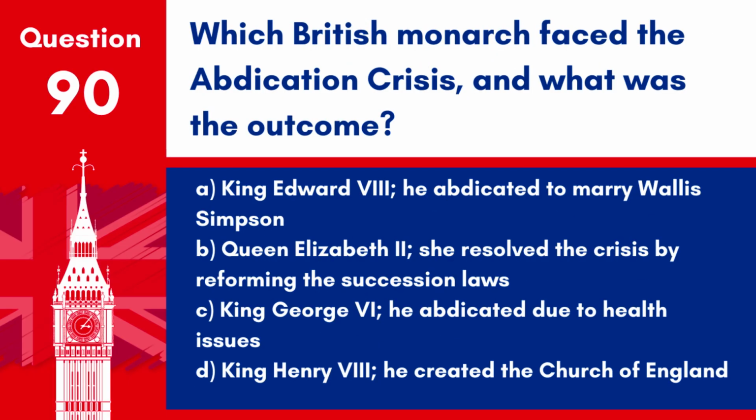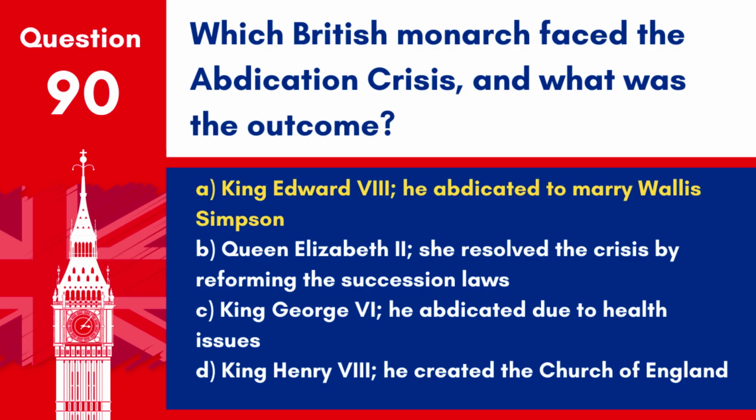Question 90. Which British monarch faced the abdication crisis, and what was the outcome? A. King Edward VIII. He abdicated to marry Wallis Simpson. B. Queen Elizabeth II. She resolved the crisis by reforming the succession laws. C. King George VI. He abdicated due to health issues. D. King Henry VIII. He created the Church of England.